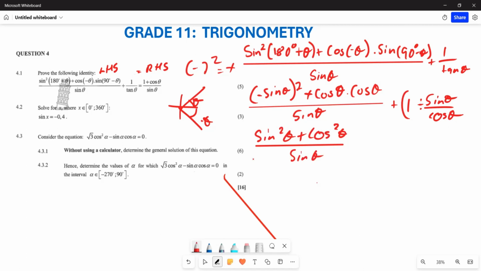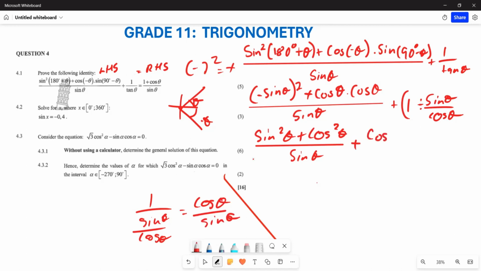Now, what is this going to be? Look, you can change this. Remember here, this is the same as 1 over sine theta over cos theta. When you want to change the division sign to a multiplication sign, this is the same as cos of theta over sine of theta. Are we together? So this is the same as plus your what?